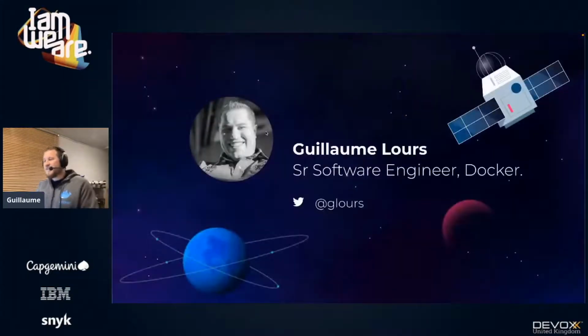Who am I? I'm Guillaume Lours, senior software engineer at Docker. I'm working in the collaboration team, which is in charge of improving the dev flow of developer teams. Mostly, we are currently working on dev environment and other tools that we hope we can share with you soon.